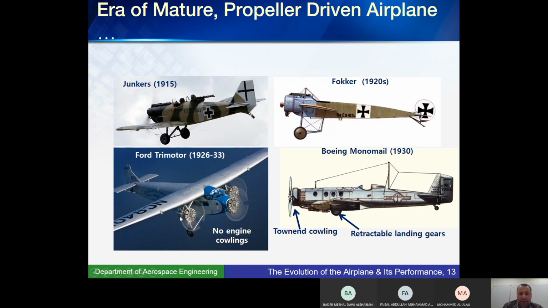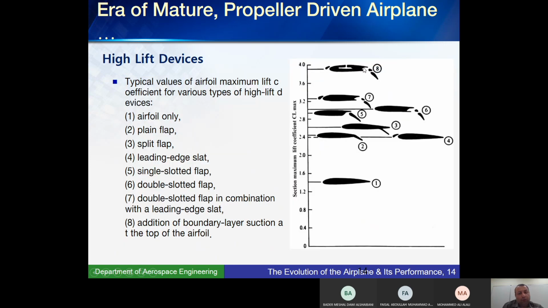The older ones didn't have cowling. You can see the engines here completely. Retracting the landing gear, improvements in control surfaces. And by improvements in control surface, the use of flaps, trailing edge devices, or slats, the leading edge devices.